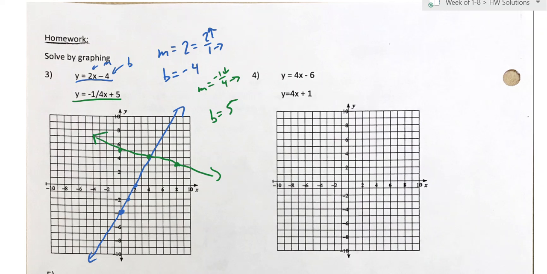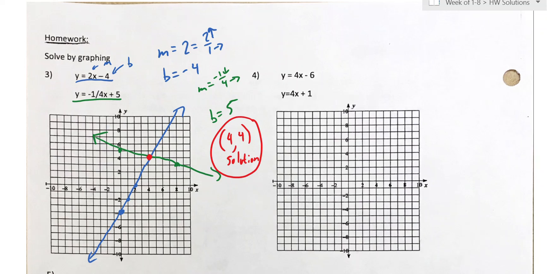I end up finding that these two lines intersect. That means it has one solution. The one solution is going to be the intersection point, which here appears to be the coordinate pair (4, 4). That would be my solution. Okay? So that's how you would solve a system by graphing.